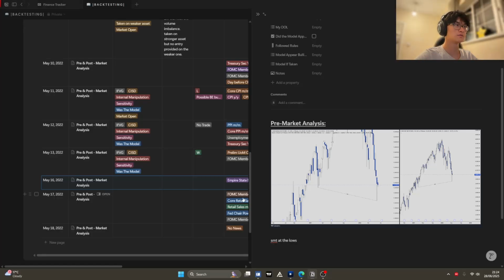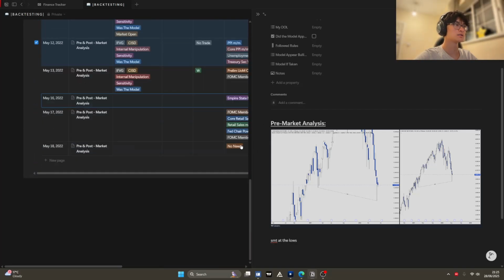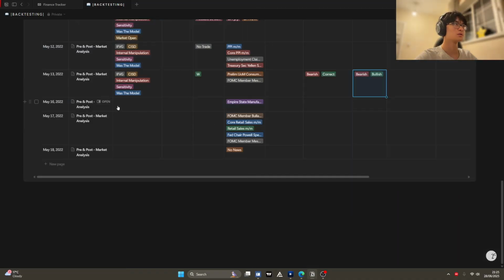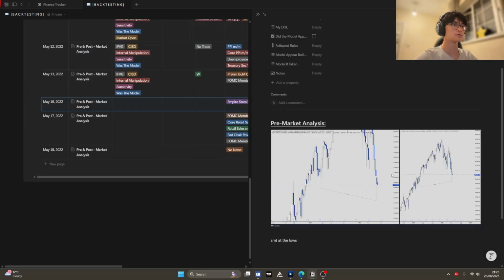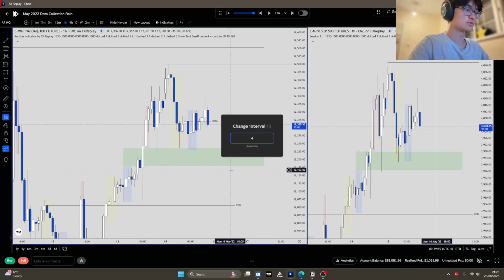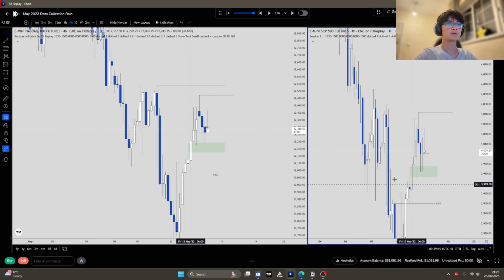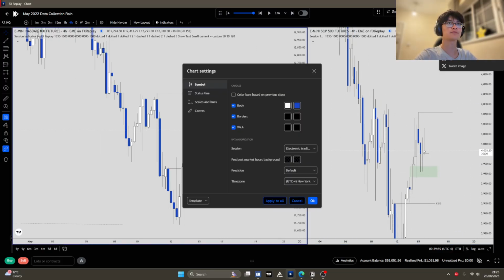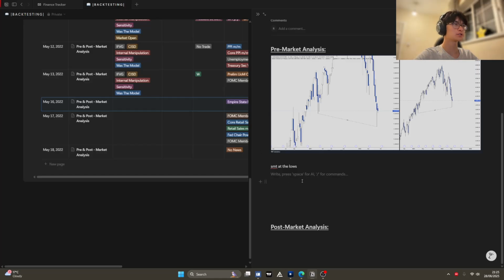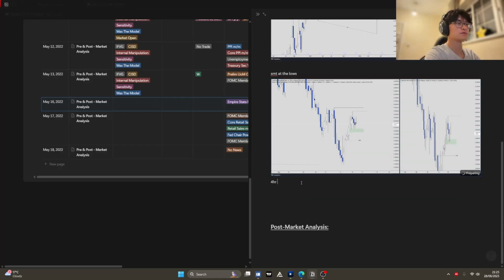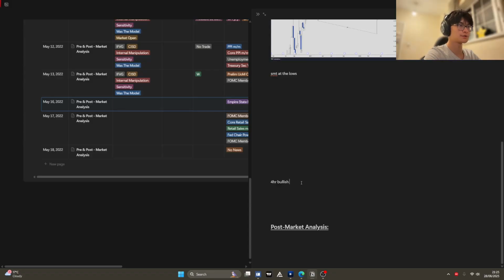We do have, what news do we have? Empire State Index. So basically no news. Oh wait, Empire State Manufacturing. Okay, so yeah, basically no news. Don't really like that. But high time frame wise, we are looking to be bullish. So 4 hour bullish.